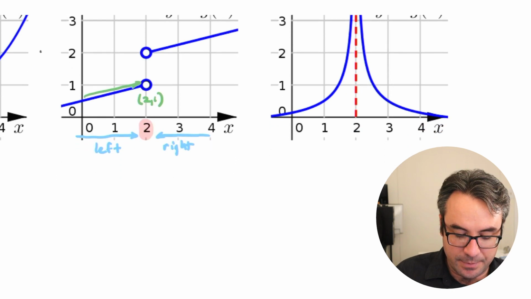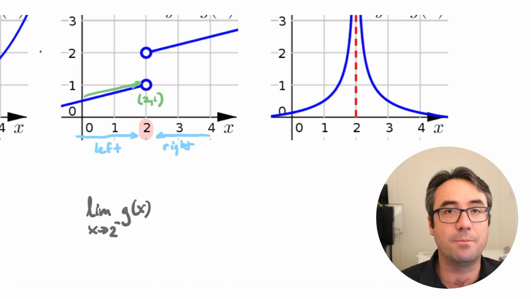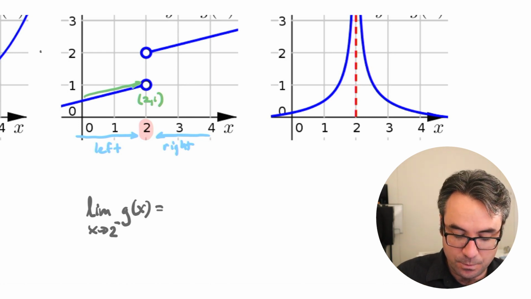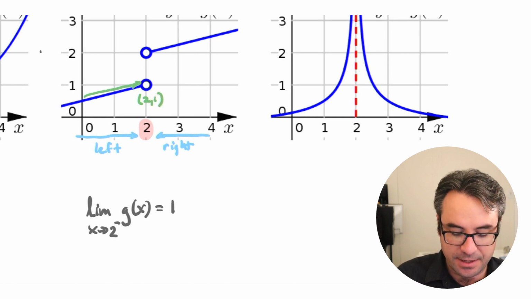So our left-hand limit of g of x, as x approaches 2 from the left, and we'll put a little minus there to indicate that we're slightly smaller than 2, is, well, what's the y-coordinate for that point? 1. So the left-hand limit is 1.